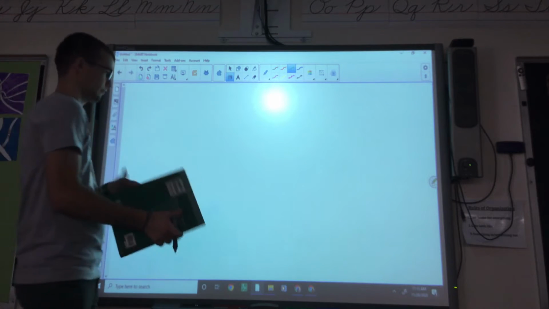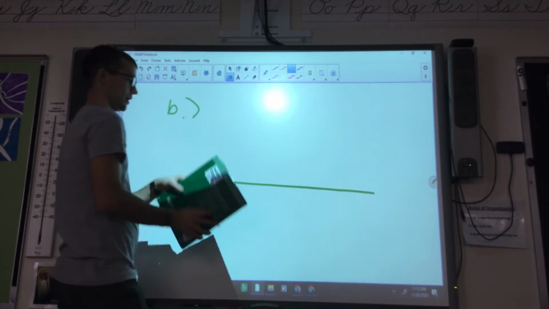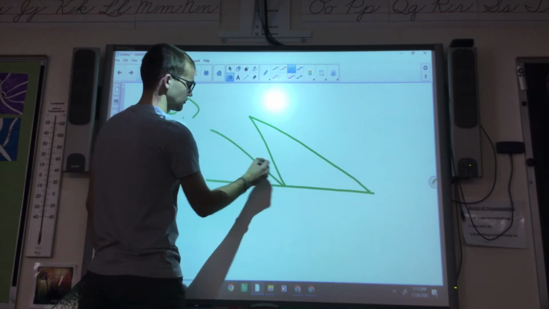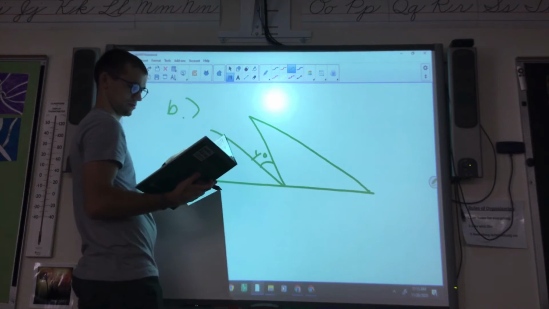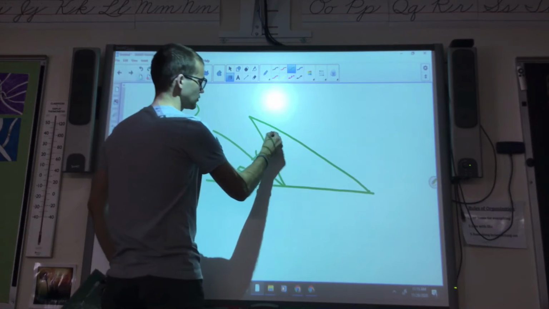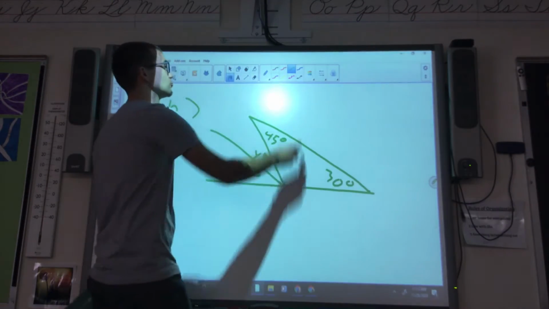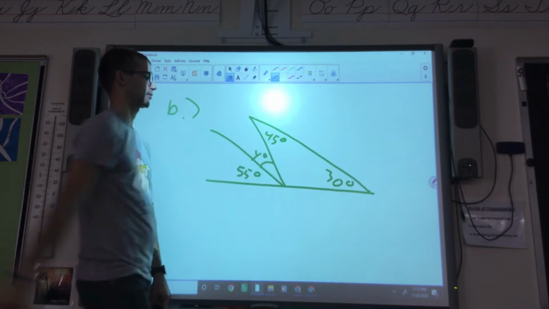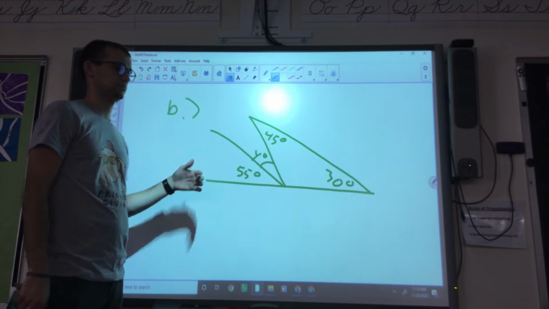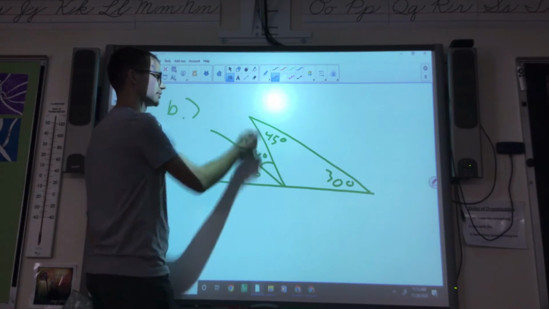B on the bottom of page 47. We've got this nice straight line here again. We've got this triangle. And you've got this is y degrees. This is 55 degrees. This is 45 degrees, and this one is 30. So again, you use what you know to figure out what you don't know. So what do we not know? Because ultimately we're trying to find what? Y degrees.